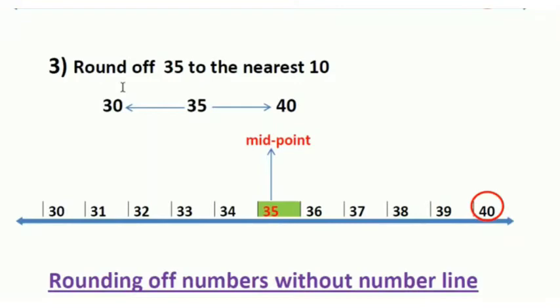Now our number is 35. Numbers 5 and above are nearer to the next 10. Now our number is 35. 35 is nearer to 40.